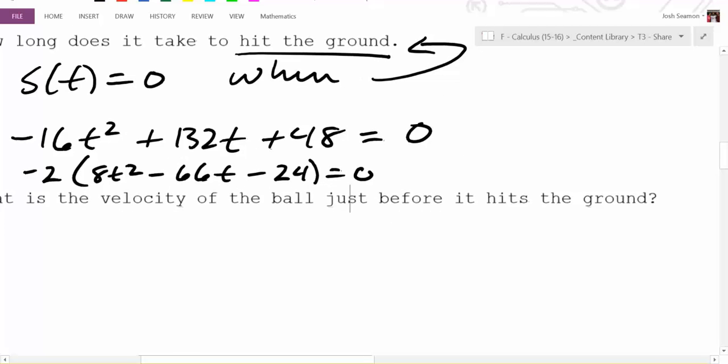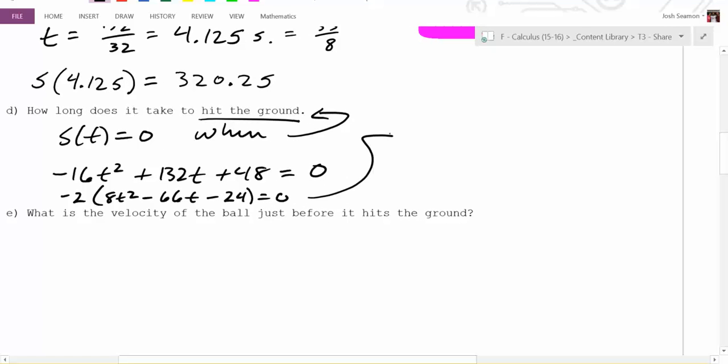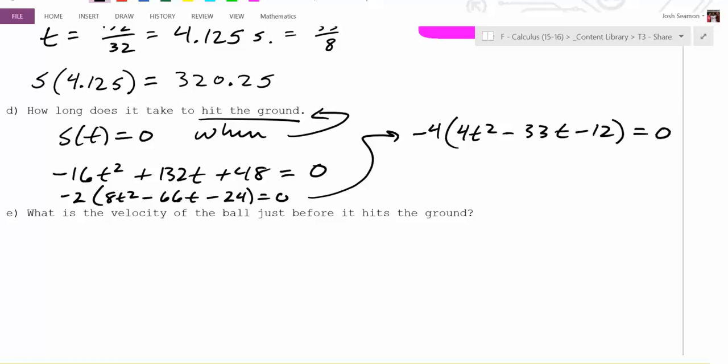Can I factor out a 2 again? So what does it become when I factor out a 2 again? Negative 4 times what? 4t squared minus 33t minus 12. Is that correct? And when you look at that, it might be factorable, but you're not 100% sure, right? Well, to be clear, everything is factorable. It's not necessarily pretty. It could be terrible. It could be a radical of some kind.